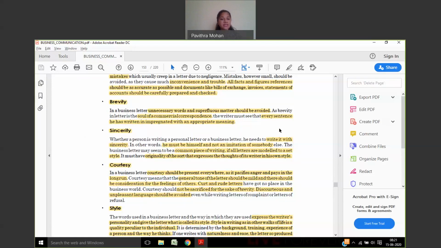Okay, every sentence he has written is impregnated with an appropriate meaning. So every piece of information or sentence you draft in a mail is crisp. Avoid unwanted information or unwanted beating around the bush, like when they ask you a question in your exam, you don't know what the answer is, but you simply keep writing. Okay, don't do that while writing a letter. Kindly keep it very crisp and informative.